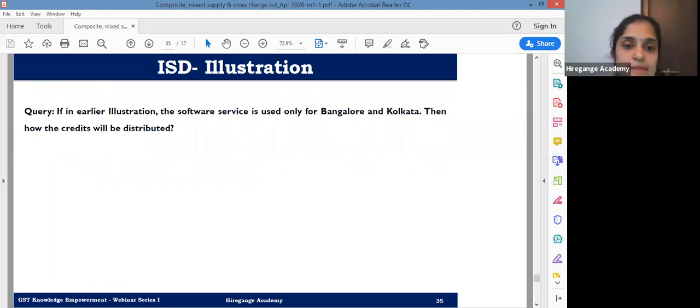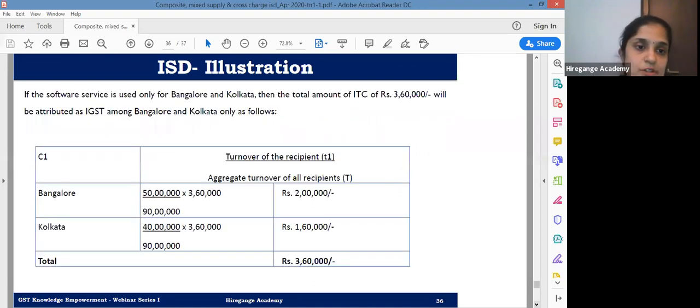So here, if in this same illustration, the software is only used by Bangalore and Kolkata, I draw your attention, I said we are distributing this based on where it has been consumed, where it has actually benefited. Therein, if the software is used only for Bangalore and Kolkata, then the total amount of the ITC will be attributed as IGST only among those two locations. We will be considering only the turnover of those two locations, which is 50 and 40 lakhs, coming to a total of 90 lakhs. So the 3 lakh 60 would get distributed as 2 lakh and 1 lakh 60,000.